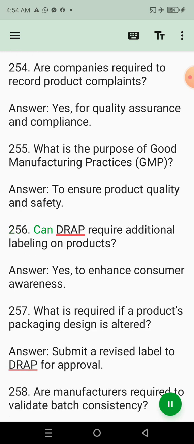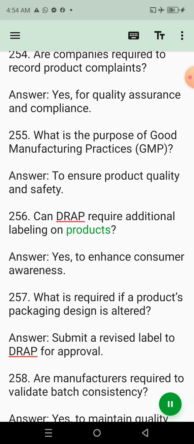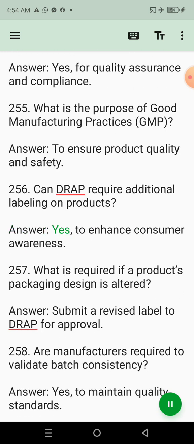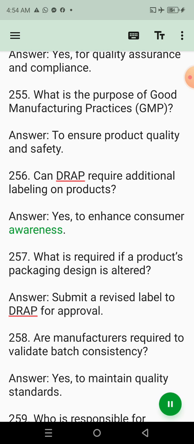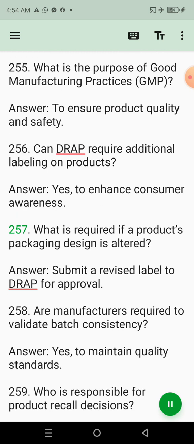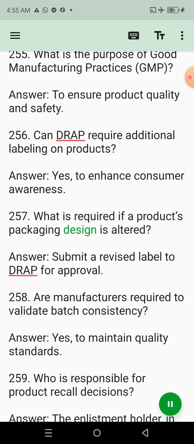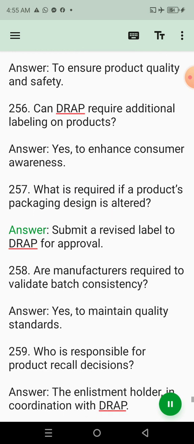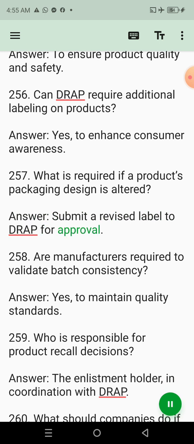256. Can DRAP require additional labeling on products? Answer: yes, to enhance consumer awareness. 257. What is required if a product's packaging design is altered? Answer: Submit a revised label to DRAP for approval.